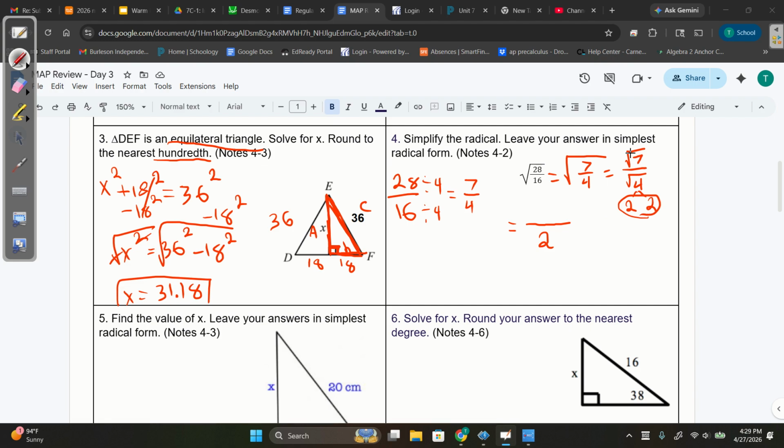7 is a prime number. We can't actually factor anything out there. So this is just going to stay the square root of 7. And that's my completely simplified radical form.